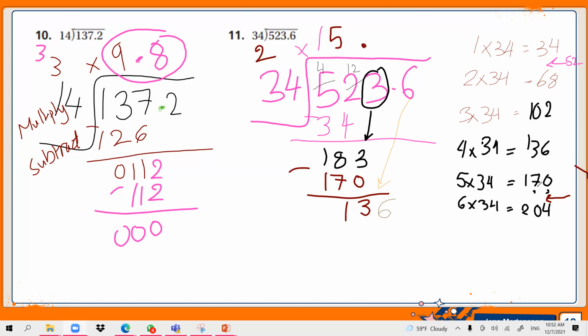Where is 136 here? What is the number that you multiplied by 34, you get 136? 4. So you write 4 up. Then 4 times 4, 16, and 4, it will be 136. So the remainder is 0. Did you understand it now? Yeah, you need a lot of practice.